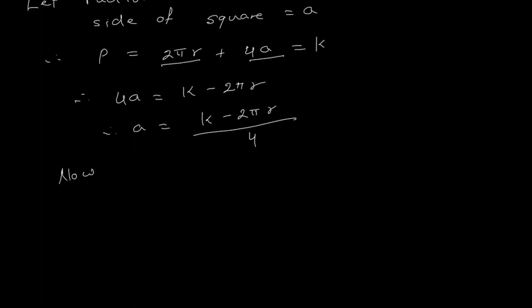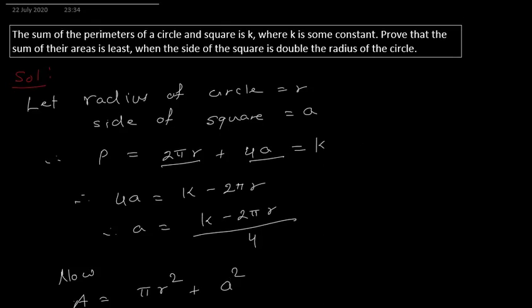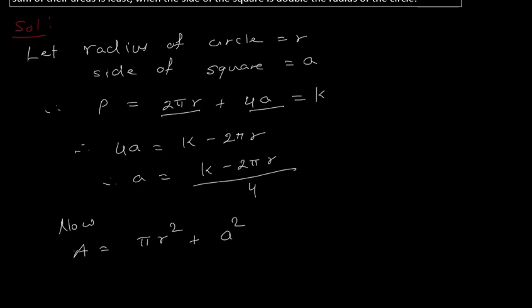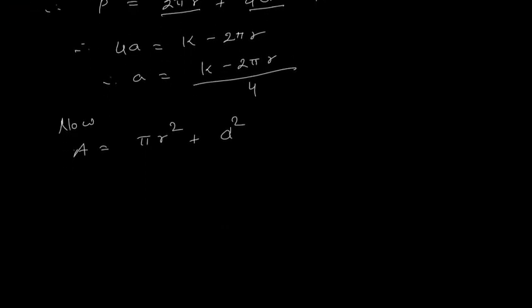Now area is pi r square plus, for side it is a square. Okay, area is pi r square plus a square. So the question is prove that the sum of their area is least. Okay, now this area is least. So for least area, first of all I will replace the value of a in terms of r, so that my area will be in one variable.